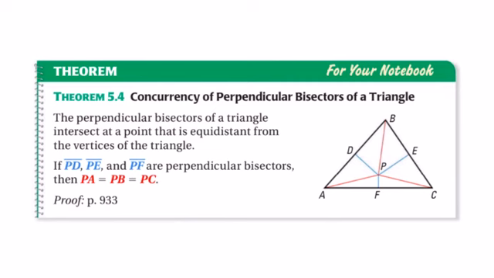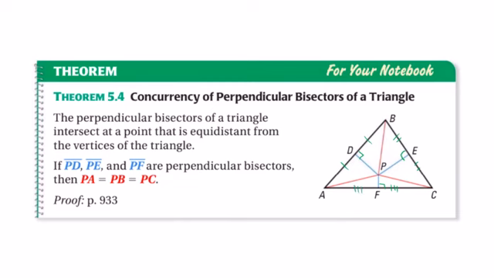Alright, so here, the concurrency of perpendicular bisectors. The very first thing that I'm going to want to do is draw myself a nice triangle, and then I need perpendicular bisectors. So, here I've got DP, EP, and FP. They are perpendicular bisectors. Alright, so I'm going to draw in all of that information. That's what I'm starting with.